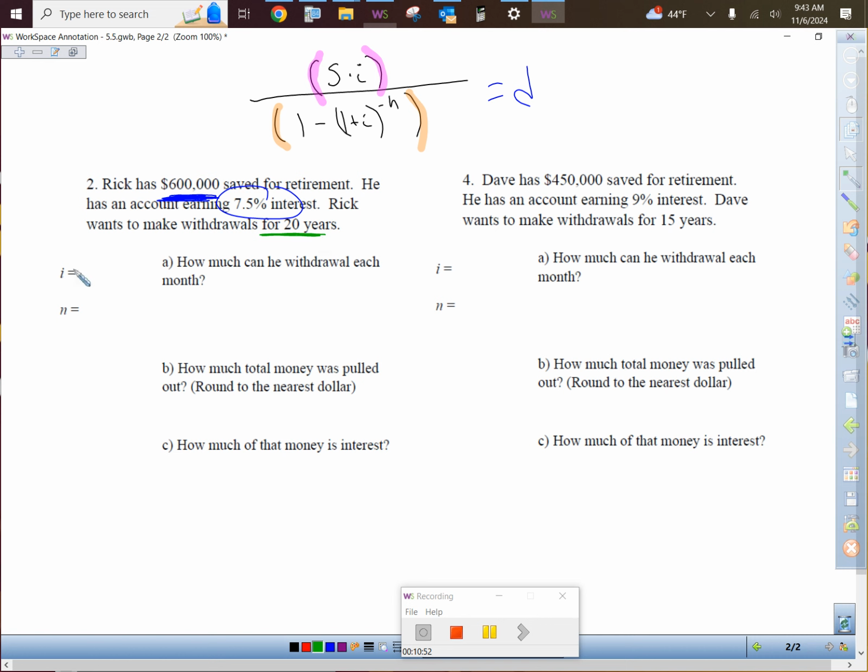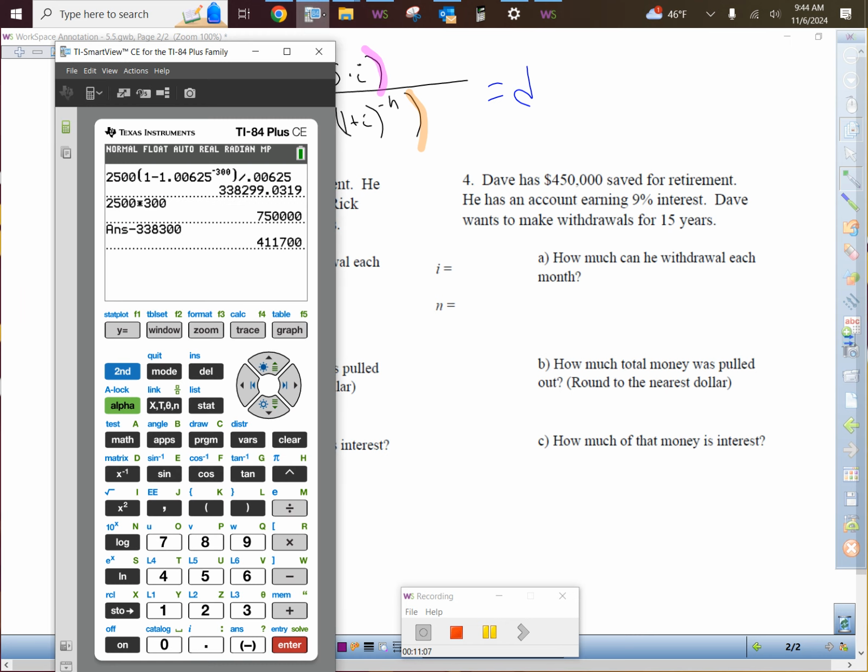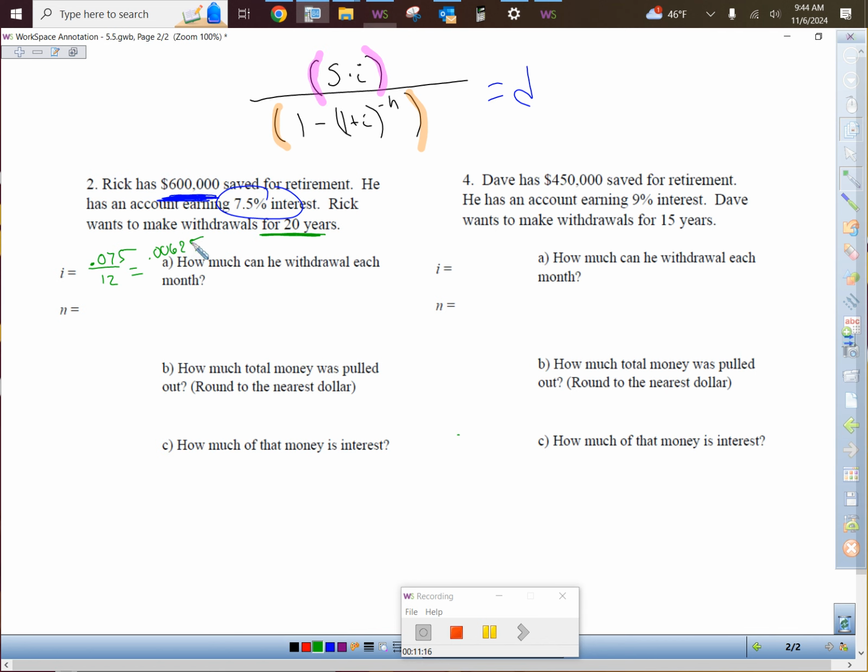So we don't figure D out ahead of time because that's what they're asking us to find, but I is 0.075 divided by 12, just like it always was. Nothing really changes there. And you keep seeing the same numbers, so 0.00625. And N is going to be 20 years times 12. So figuring those two out, it's a simple move right here.